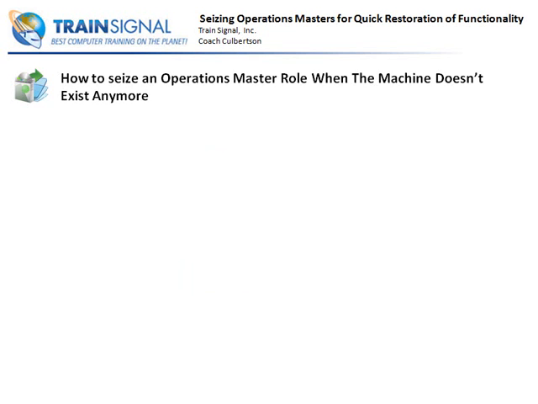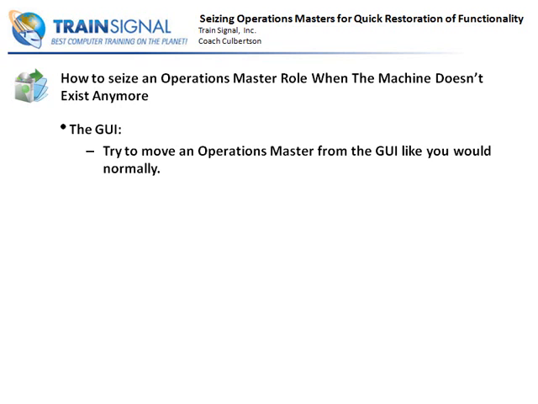So let me tell you how to seize an operations master role, also known as a FSMO, when the machine doesn't exist anymore. The first way we can do this is through the graphical user interface, through the Server Manager. First of all, we can try to move the operations master from the GUI like we would normally. We already know how to change operations masters; I've shown you that in a previous video. So again, nothing really new here.